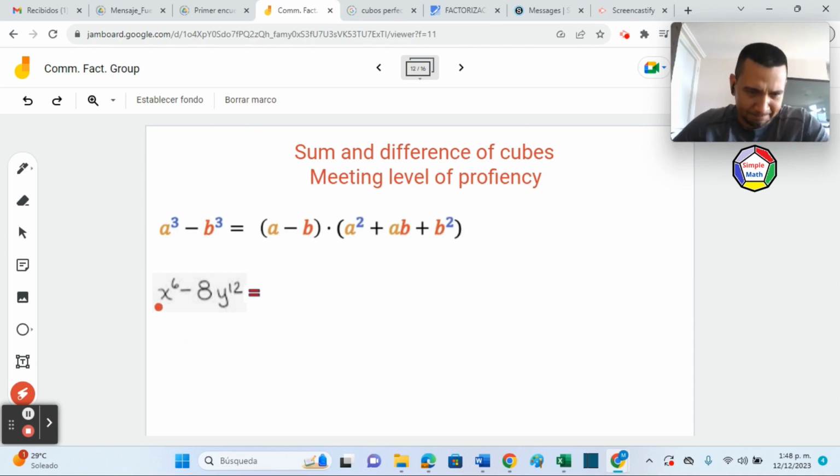After checking that it is not any of the other cases, we will check if the first term has a cube root. Yes, x exponent 6 has a cube root, which is x exponent 2, and the other term also has a cube root. What is the cube root of 8? 2. 2 times 2 times 2 is 8. And the cube root of y exponent 12 is y exponent 4, because y exponent 4 times y exponent 4 times y exponent 4 is y exponent 12, because remember we add the exponents. So if that happens, we can use this formula.